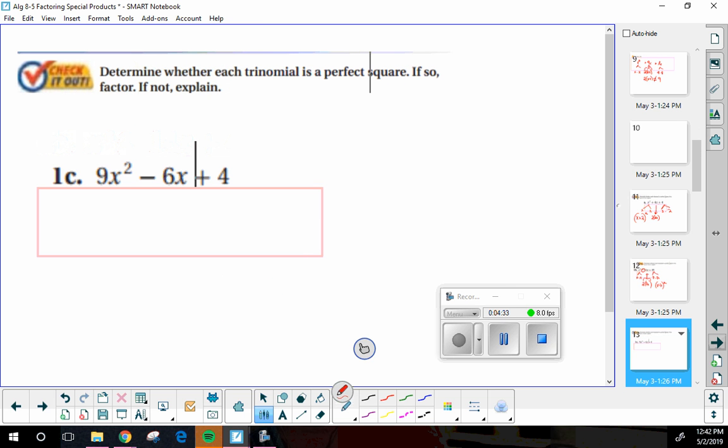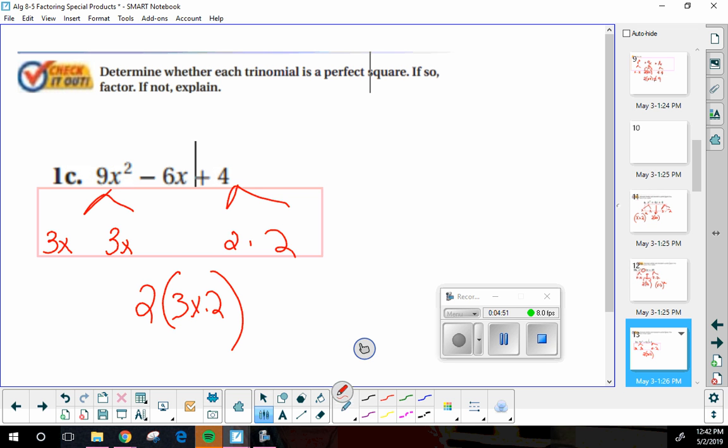Let's try this one. 9x squared minus 6x plus 4. That's 3x, and that's 3x. So far, so good. That's 2 times 2. 2 times 3x times 2 is 12x. That does not equal 6x. So that is not a perfect square.